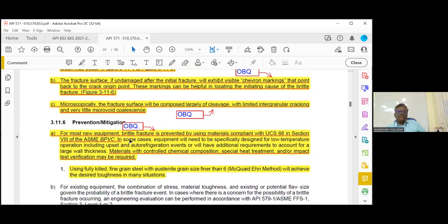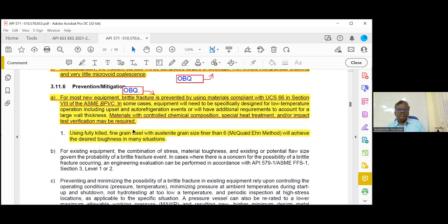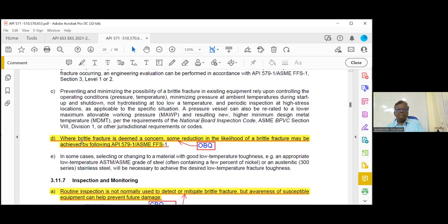Prevention. For most new equipment, brittle fracture is prevented by using materials in compliance with UCS 66 of ASME Section 8 boiler and pressure vessel code. So material selection is the best prevention method. That D is important. Where brittle fracture is deemed a concern, some reduction in the likelihood of brittle fracture may be achieved following API 579 ASME fitness for service.